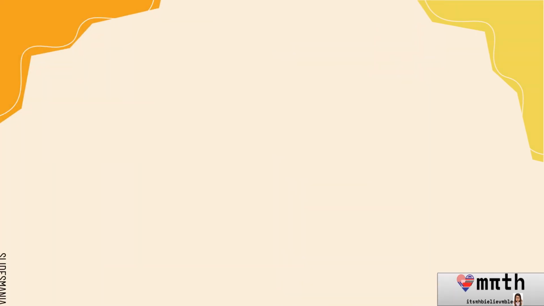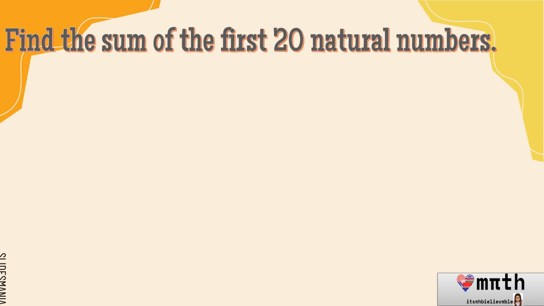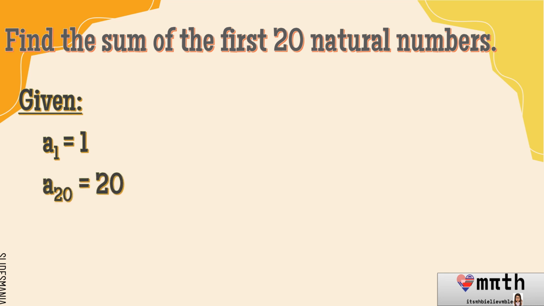For example number 2, we have: find the sum of the first 20 natural numbers. So, what are the first natural numbers, by the way? The first 20 natural numbers would be numbers starting from 1 up to 20. So, based on this, let us have the given. The given would be a sub 1 equals 1, since we are starting from 1 up to 20. Then, a sub 20 or the last term would be 20. And n would be 20, since we're looking for the first 20 natural numbers.